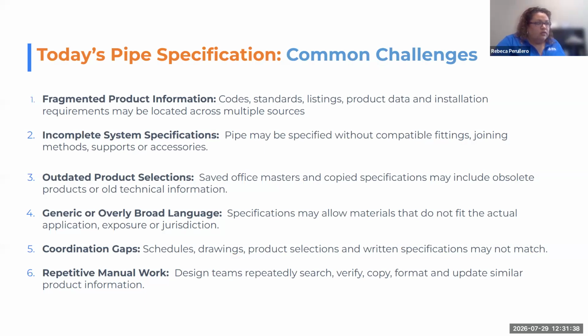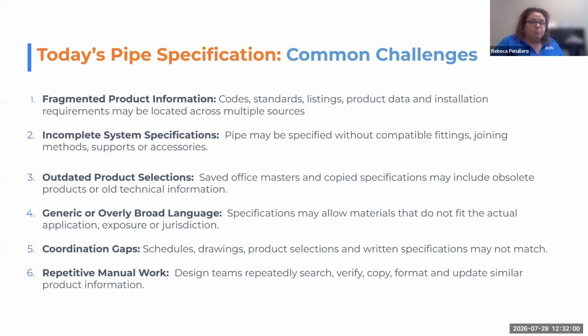So what are we seeing in specs today? I think the best one is out-of-date product selections. There are manufacturers that are showing up in specifications that went out of business right before COVID. So we're talking 6 years ago. They are no longer there.